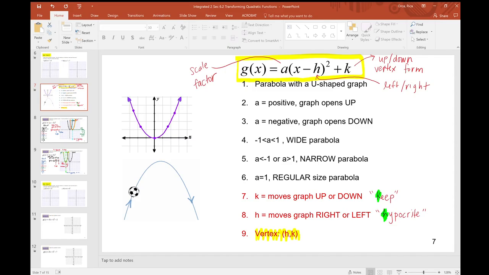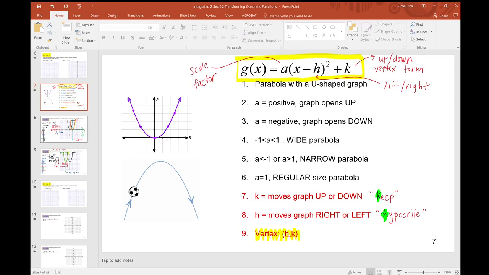A few things to remember. A is our scale factor. H and K are the coordinates of our vertex. So if our scale factor, which is A, is positive, our graph will open up. If A is negative, the graph will open down. If A is between -1 and 1, so if it's a fraction or a decimal between -1 and 1, then our parabola will be wide. If A is less than -1 or greater than 1, then the parabola will be narrow. If A equals 1, it'll be of regular size.